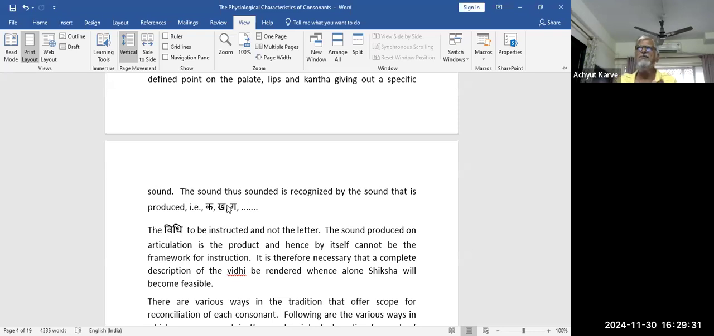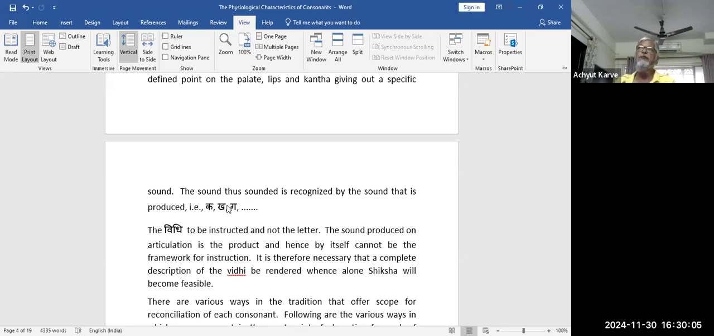My Guruji, Shivkumar Chaturvedi, once asked me to say ta. I said ta. He said this is not ta. Then I asked him what is ta. Then he told me the vidhi for ta. The vidhi for ta is you put your head down, touch your tongue murdanya, that is retroflexively, on the palate, and just give out a sound and lift your head. Ta. So this becomes ta.